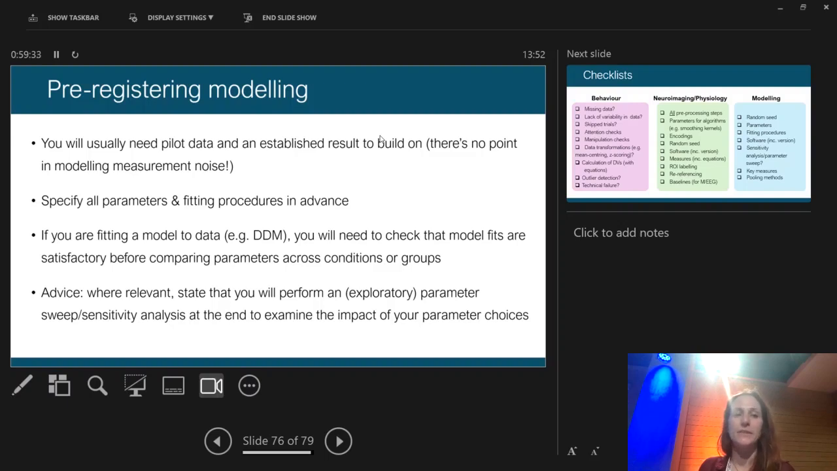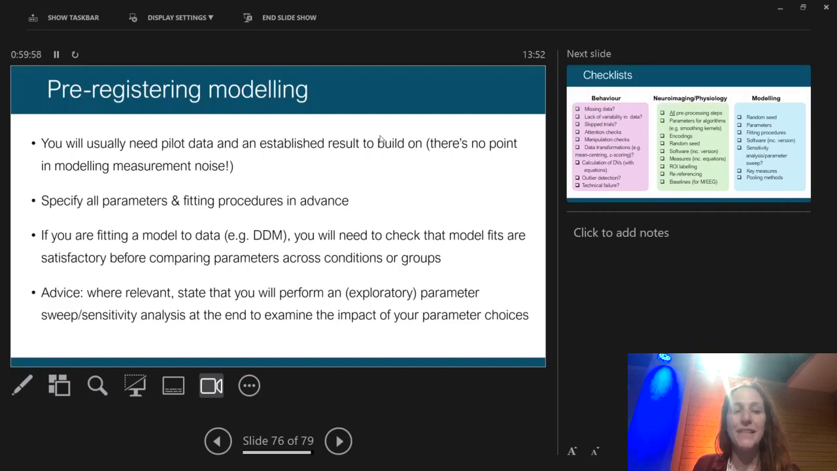If you're pre-registering modelling, you'll usually need some pilot data or an established result to build on, simply because there's just no point in modelling nothing. So you're probably going to want to model something, and then whatever is motivating your project that you want to pre-register, you can draw on that to write your pre-registration.